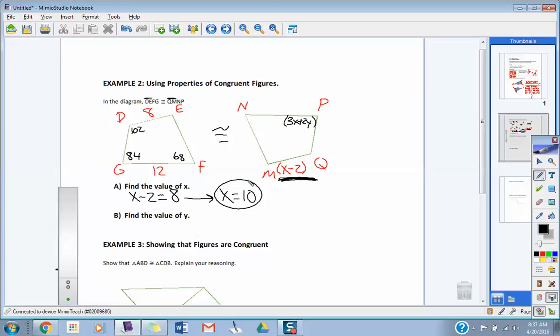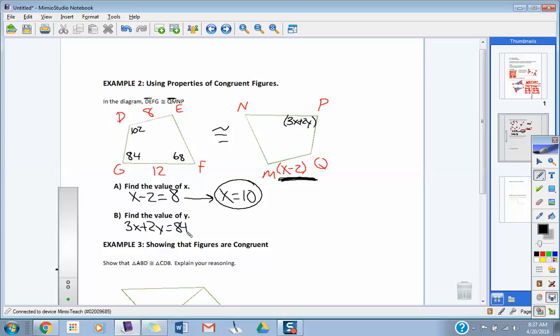Okay, very good. Now, the other part says to solve for Y in this diagram. Well, guys, Y is in an angle measure, isn't it? Angle what? Where the Y is? P. What does P correspond to in the other figure? G. And you can go by orders. P is listed last up here. G is listed last. Do you know the angle for G? 84. So what we're going to do is we're going to take this expression for angle P, 3x plus 2y, and set that equal to what?